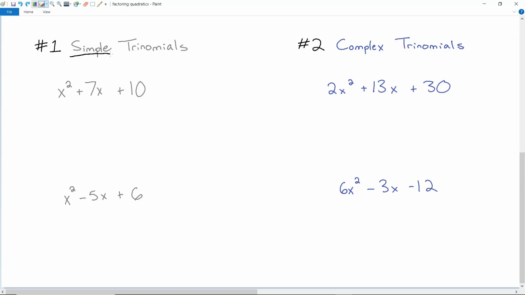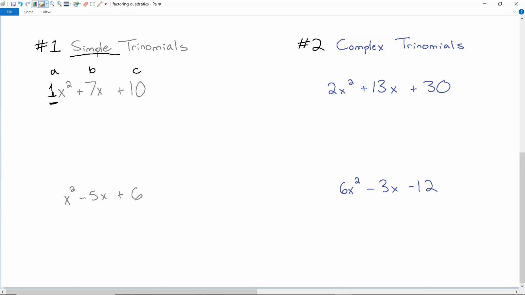And a simple trinomial is just referring to the fact that our leading term, or the term that has the degree of 2, has a coefficient of 1. So usually when a term has a coefficient of 1, we don't write it in, but we can imagine that there's a 1 here. And when we look at a simple trinomial, sometimes it's useful to label our terms. So we would say this is our A term, our B term, and our C term.